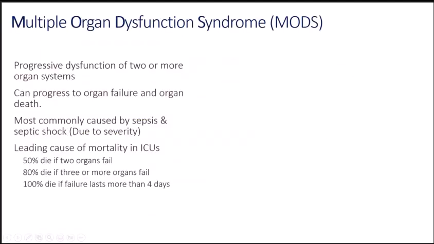So on our very last slide here, we'll talk about multiple organ dysfunction syndrome, and this is the progressive dysfunction of two or more organ systems that result from some sort of uncontrolled inflammatory response. And why is the body experiencing an inflammatory response? Well, somebody's experiencing some degree of severe illness or injury, and an inflammatory response occurs, which can lead to MODS. Now, the organ dysfunction can continue to progress where the organs then fail and the person can die.